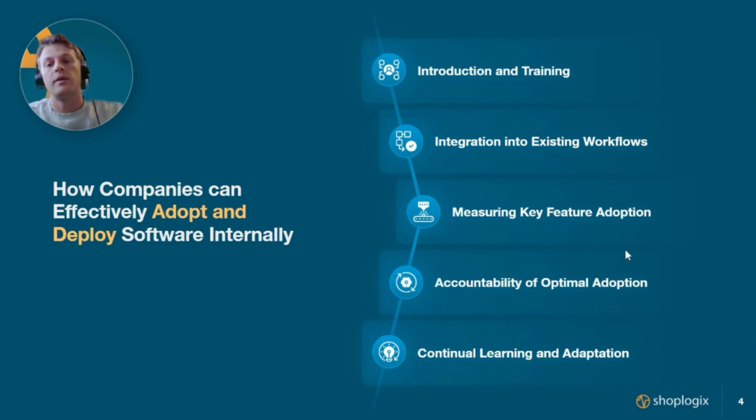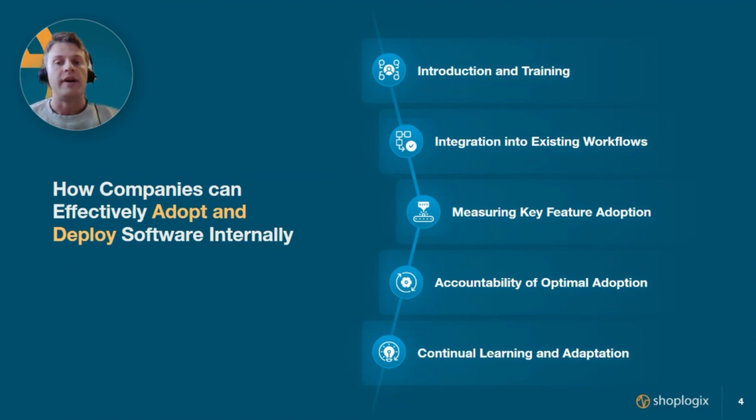So the first one is around measuring key feature adoption. First, you obviously have to define what good adoption looks like and which key features you want to be adopting, and then be able to have some way to measure that, or a KPI around that. So that's actually what we've launched within our ShopLogix analytics portal: a set of KPIs that measure the adoption of some of our most fundamental core features of our product.